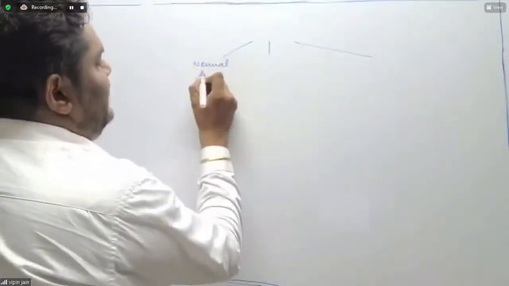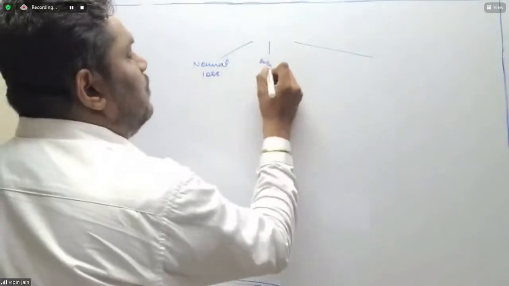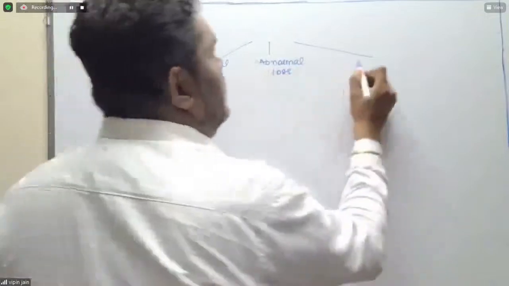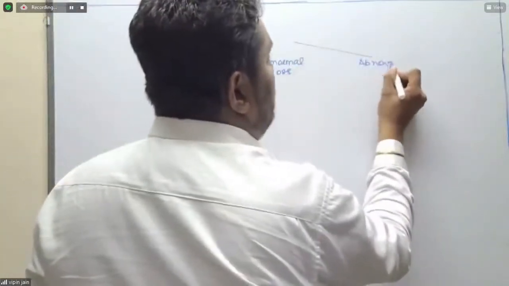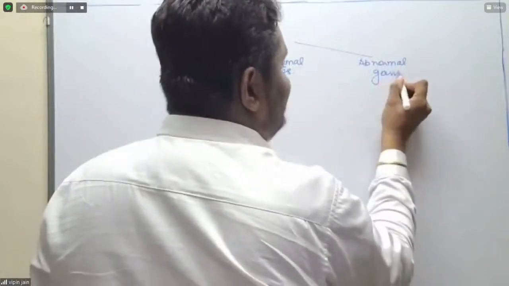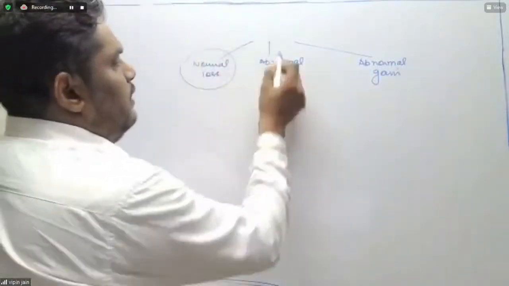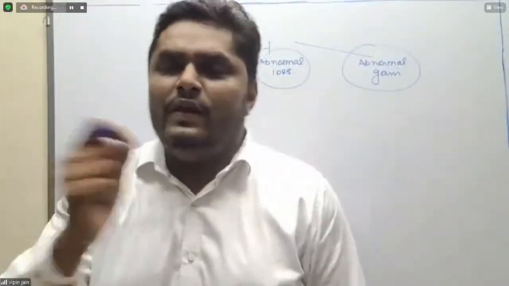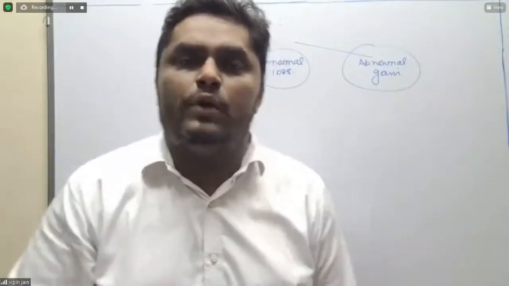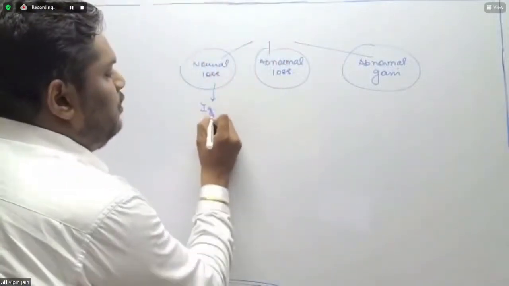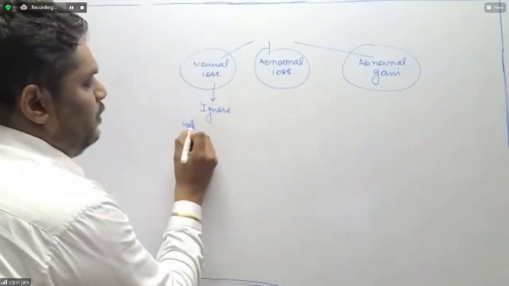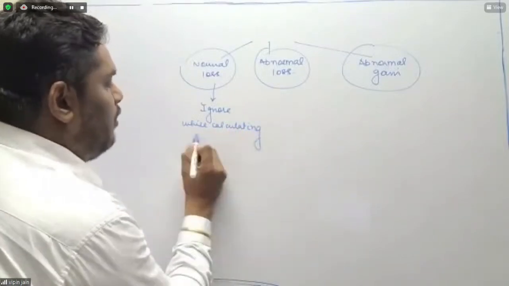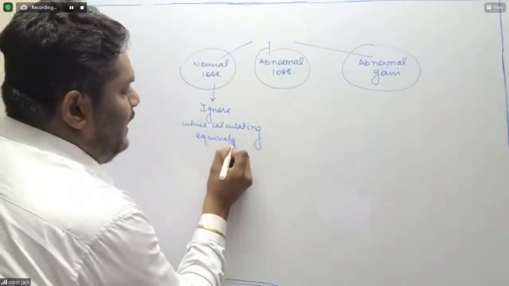Now, before starting with this question, let me discuss a few concepts. What if in case normal loss is given? What if in case abnormal loss is given? And what if in case abnormal gain is given? Now, guys, if in question information is given as regards normal loss, we have to ignore it while calculating equivalent number of units.